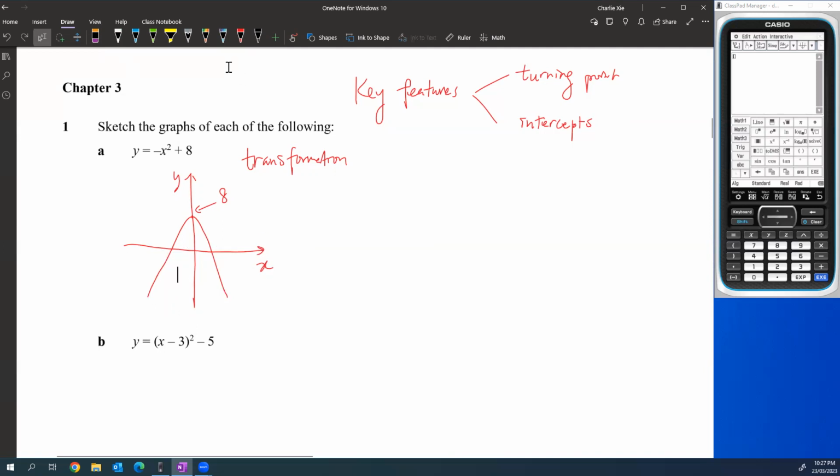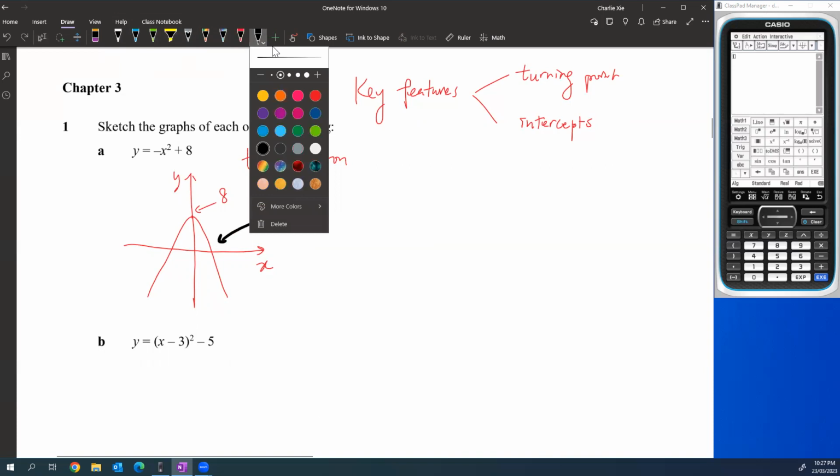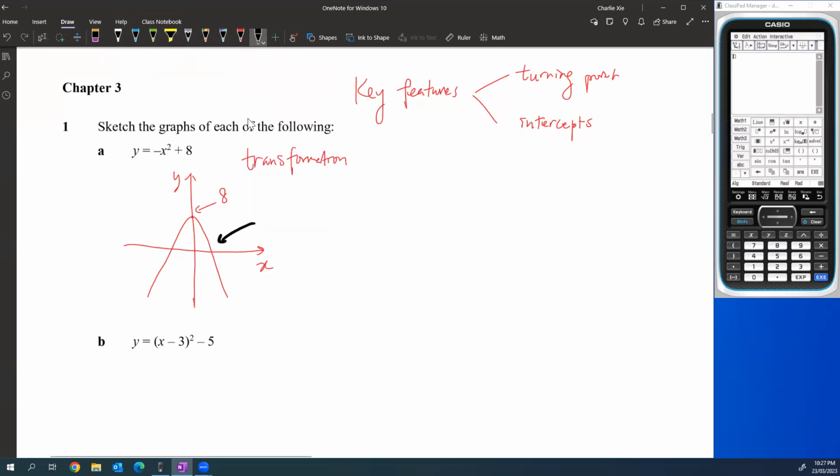Okay, so this will be our final answer. Not quite. We still need to figure out the intercepts, your x-intercepts. To find the x-intercept, we need to make y equals 0. So 0 equals negative x squared plus 8.